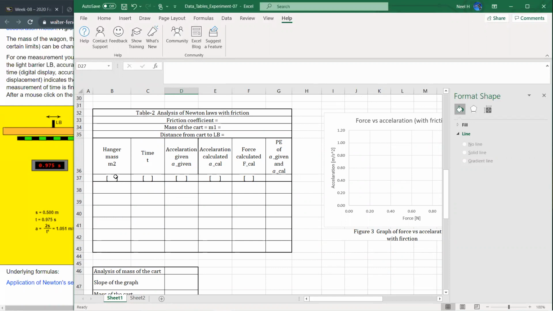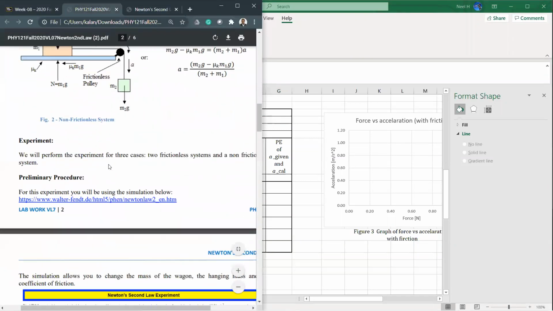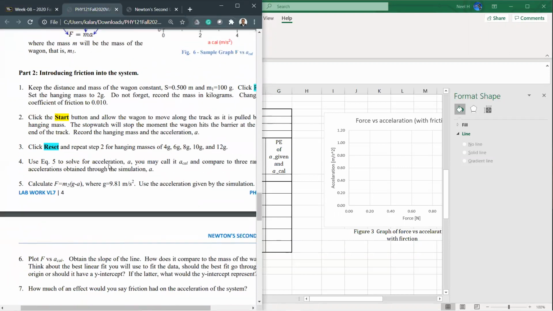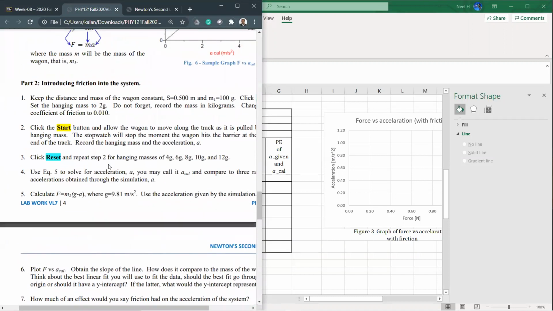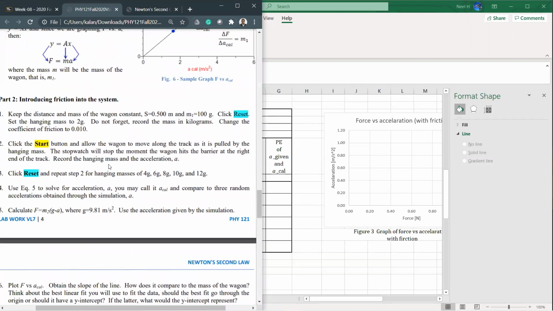So we can keep the cart mass the same, 100 grams, meaning 0.100 kilogram, right? And then L, you can keep it there, 0.500 meters, nothing to change. But now the friction coefficient must be applied. So let's take a look at what number the lab manual is suggesting. We can technically apply any, it doesn't matter. But if we apply really large friction, we might not be able to move it at all. So it's suggesting you apply extremely small friction, 0.01.